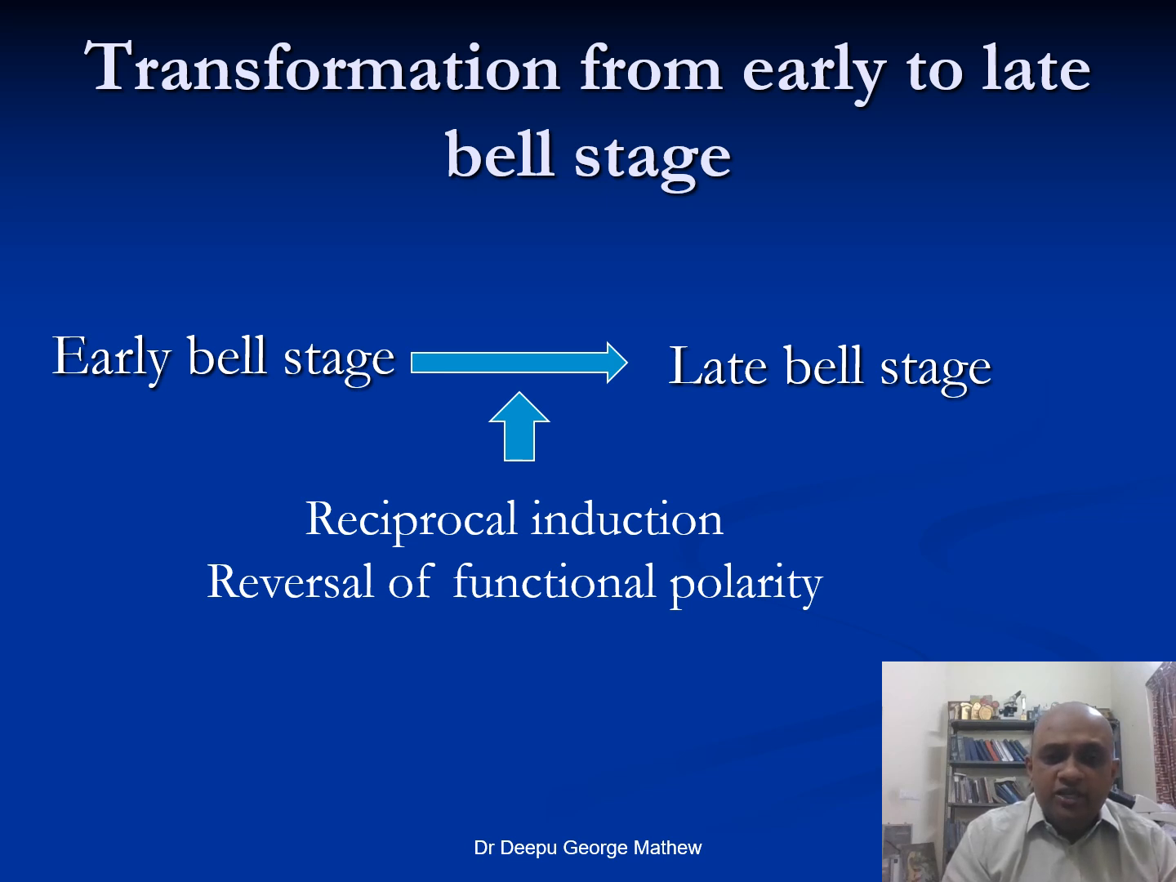So during the transformation from early to late bell stage, a lot of histodifferentiation is going to happen. Cells are going to undergo alterations, and that is because of reciprocal induction. As a result of reciprocal induction, the inner enamel epithelial cells are transformed into ameloblasts, and you get reversal of functional polarity.